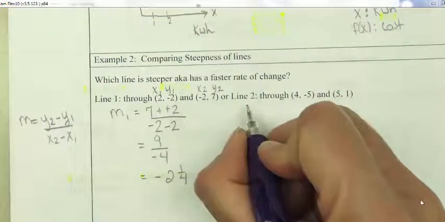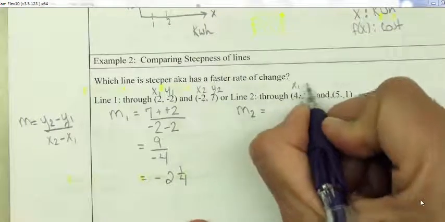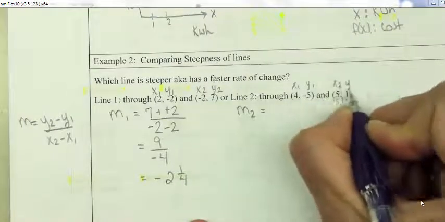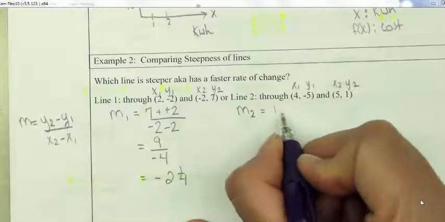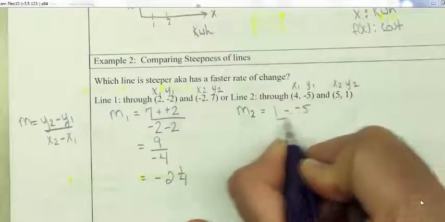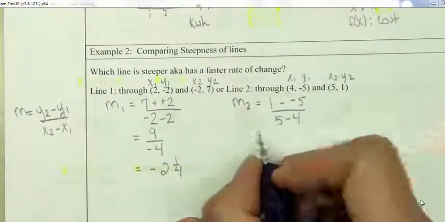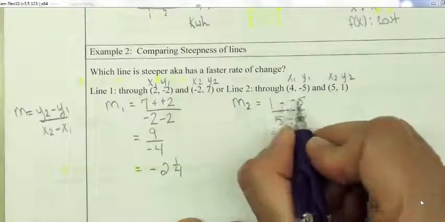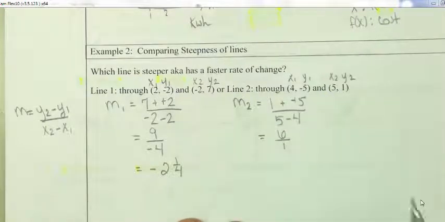All right, let's do the same thing for line 2. So the second slope, let's call this x1, y1, x2, y2. Again, change in the y's over the change in the x's. So we're going to do 1 minus negative 5 over 5 minus 4. And once again, minus a negative means add them. So this is 6 over 1, or 6.